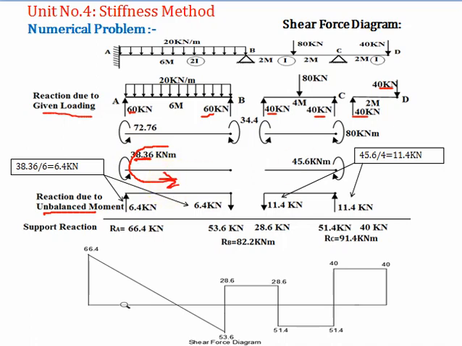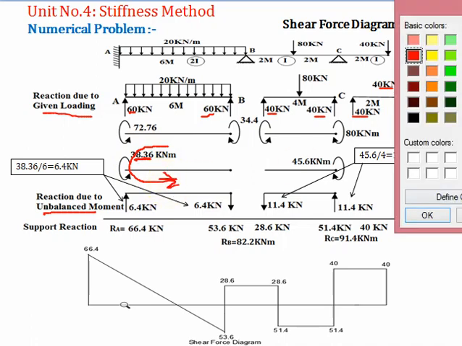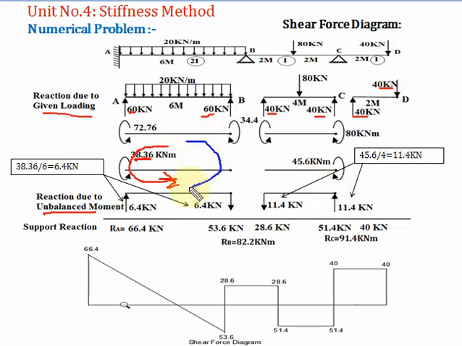Now this unbalanced moment is rotating in the anti-clockwise direction. To balance this, we have to apply a force acting in which direction? Clockwise direction, like this. So here the reaction will be what? Downward, and here it will be upward.